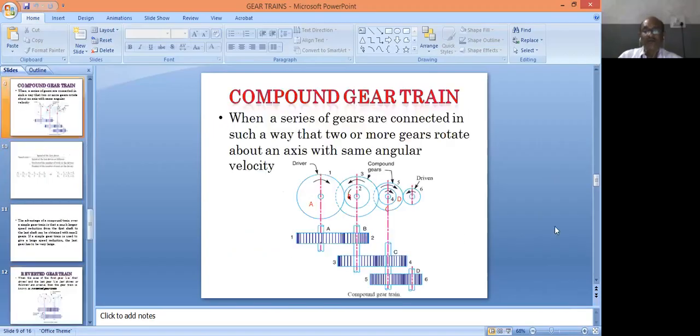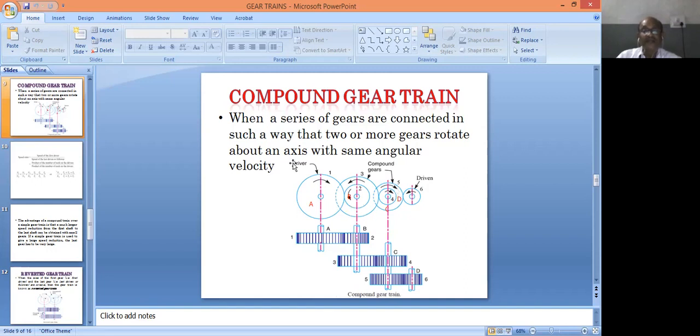Next, the compound gear train. Consider 4 shafts A, B, C, and D. Let us assume the shafts B and C each carry 2 wheels. That is, shaft B carries gear wheels 2 and 3, and shaft C carries gear wheels 4 and 5.